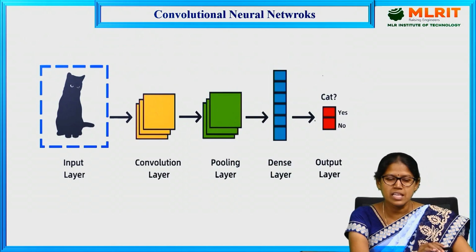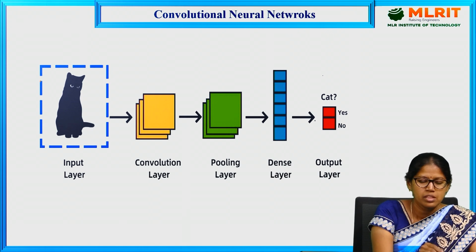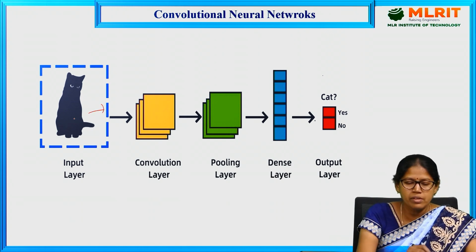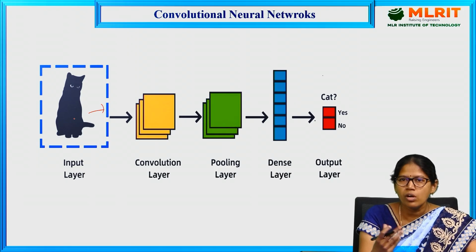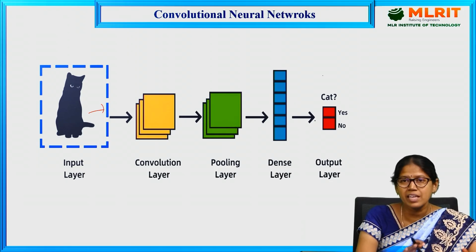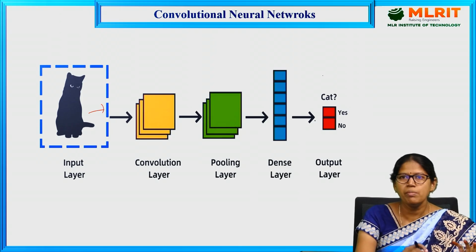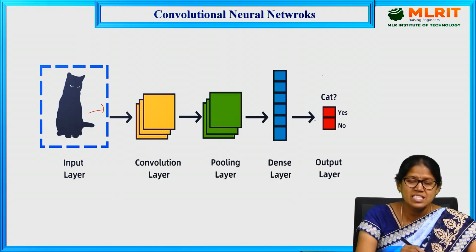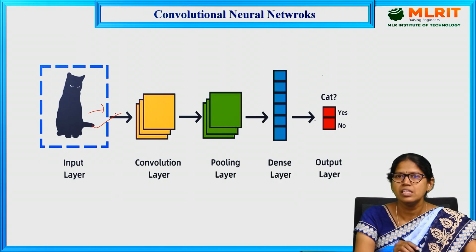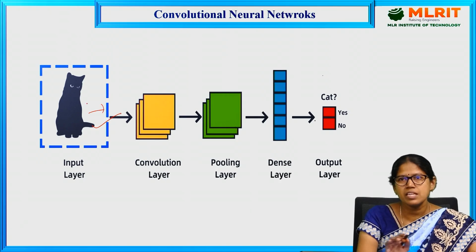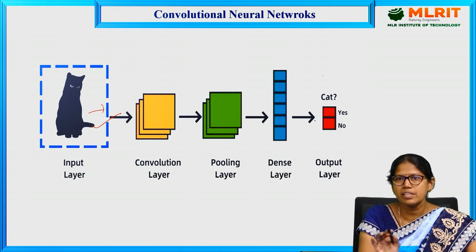Let's see the example. First, the input image is a cat. Before modeling, before teaching that this is a cat, the computer doesn't know what image it is. So first we need to give that image and teach it. Later on, whenever we give the same or similar kinds of images, it will easily identify that this image is a cat. Like that, it will classify the images.